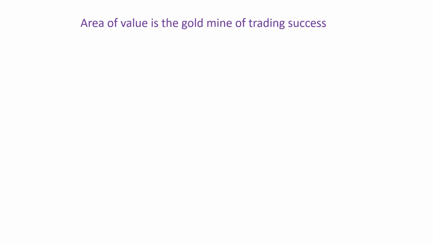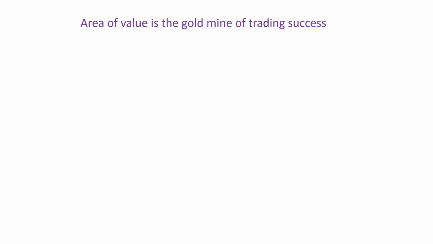Area of value is the gold mine of trading success. Area of value refers to an area on your chart where you could find potential buying or selling pressure in the market. In an uptrend, the area of value is where buying pressure tries to push the price higher.